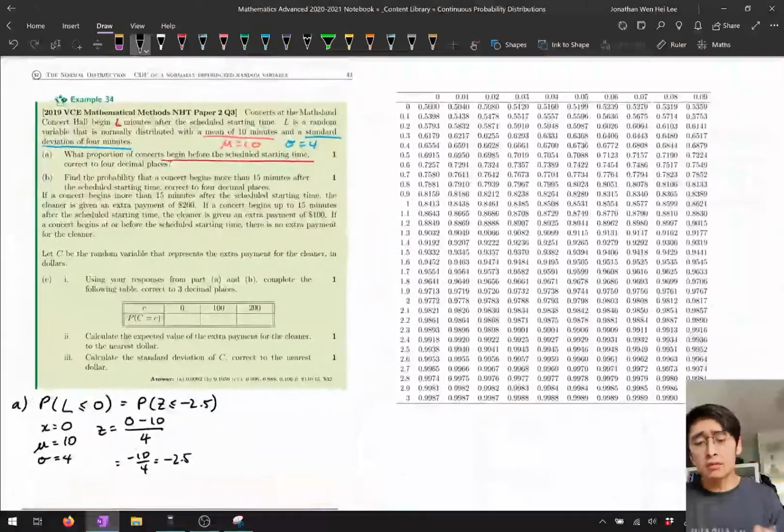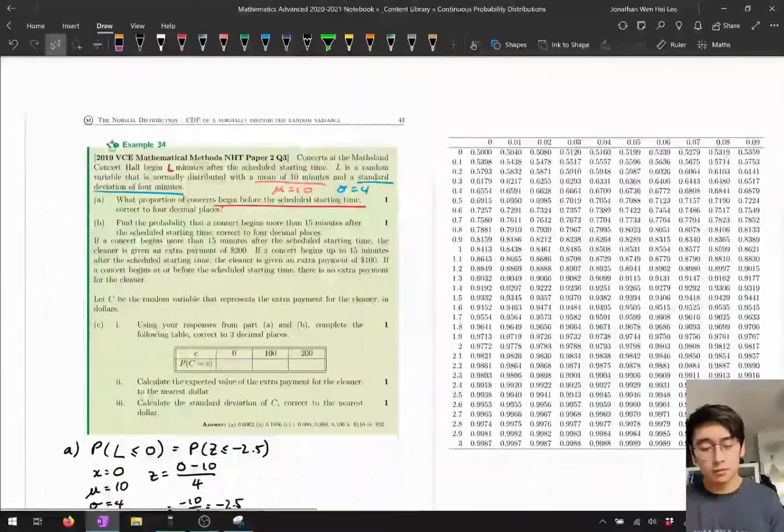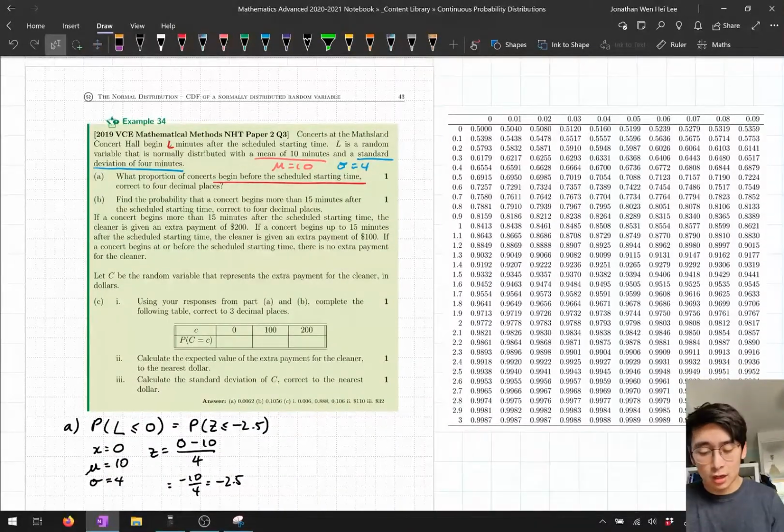Now, if you have a look here, notice all of these values are actually positive. That's not very good for me. I don't know why it keeps moving. Okay, that's not great. How can we actually do something about that? Well, I can't find negative 2.5, but I can find positive 2.5.